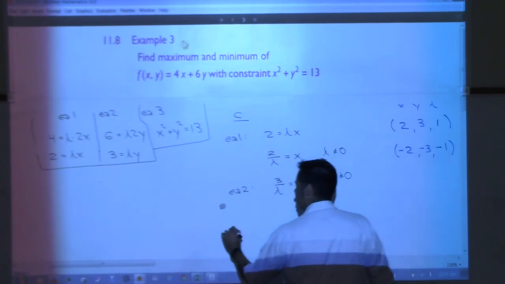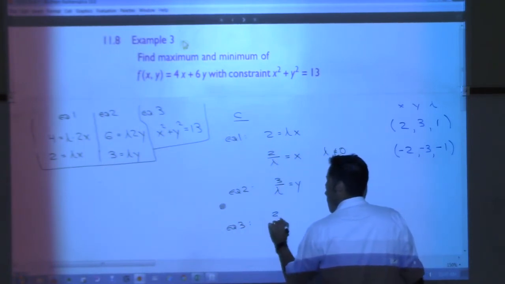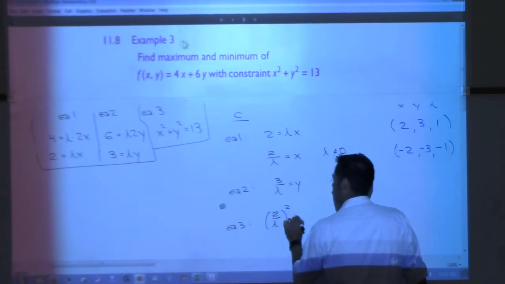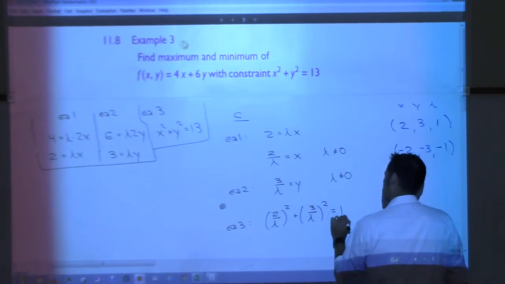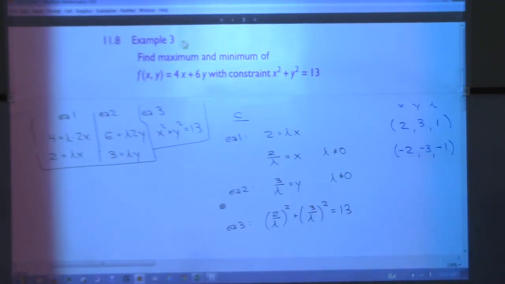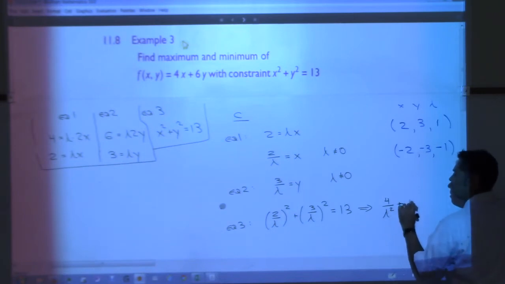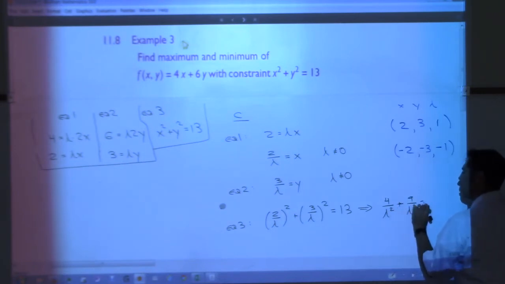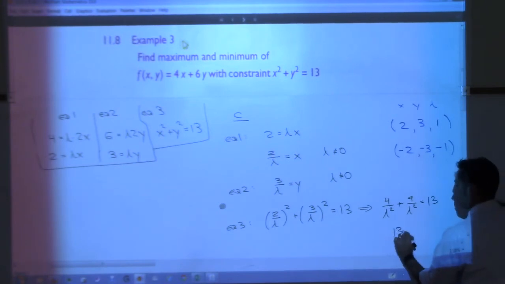So if I go to equation 3, replace x with 2 over lambda squared plus replace y with 3 over lambda squared. That must be equal to 13. And what happens when you square both of those? You get 4 over lambda squared plus 9 over lambda squared equals 13. You add them together, which is 13 over lambda squared equals 13.